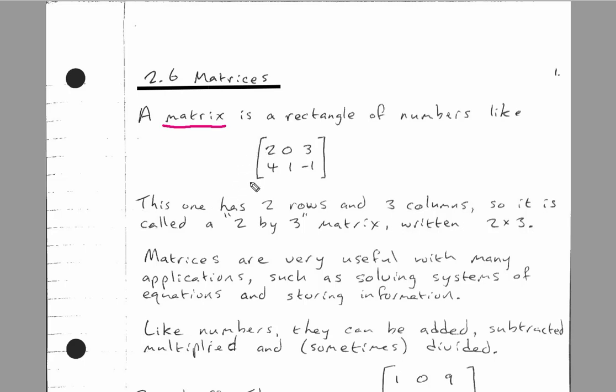All right, so this matrix has two rows. So the first row, second row, and 3 columns. So it's called a 2 by 3 matrix. So the first number is the number of rows, the second number, the number of columns. Also written like this, so 2 by 3. Yeah, so just remember it's always rows coming first.